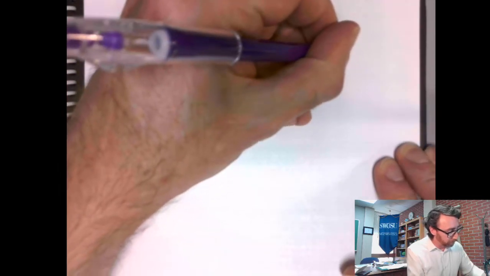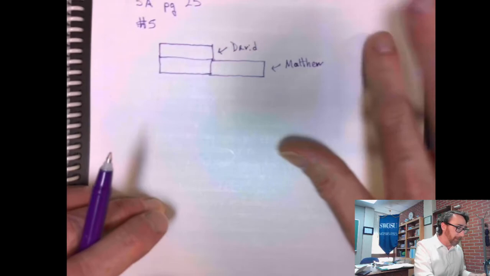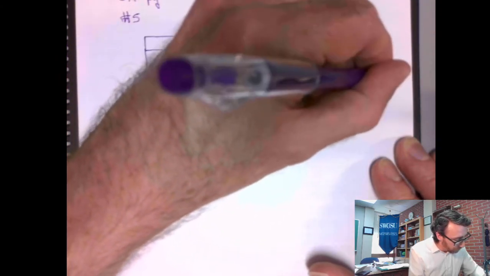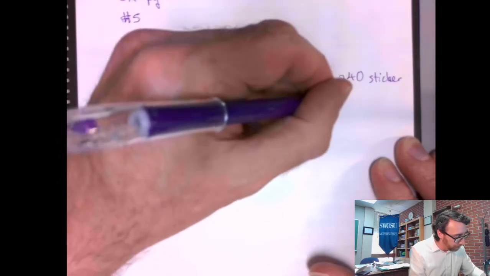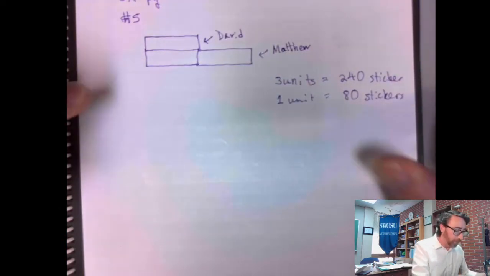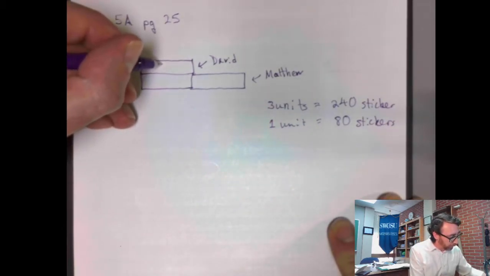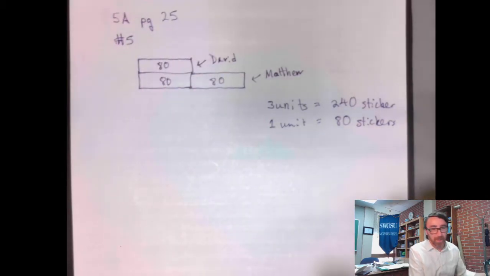So, 3 units here equals 240 stickers. Let me give myself some more room, that was a little cramped. So the 3 units in the bar diagram equals 240 stickers. So that means each unit equals 80 stickers. So we've just found out something right here. David has 80 stickers and Matthew has 160.